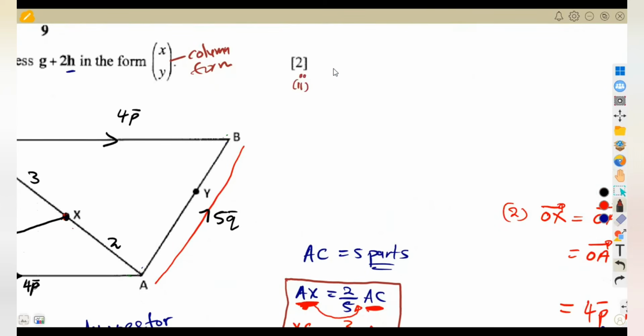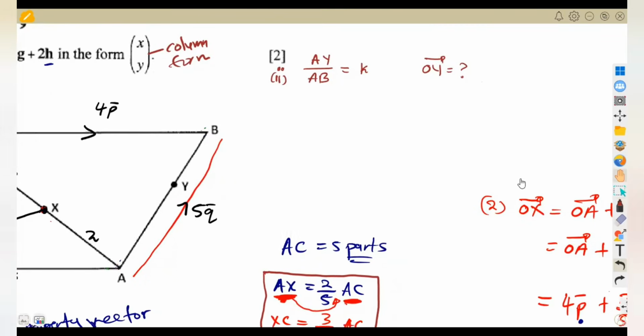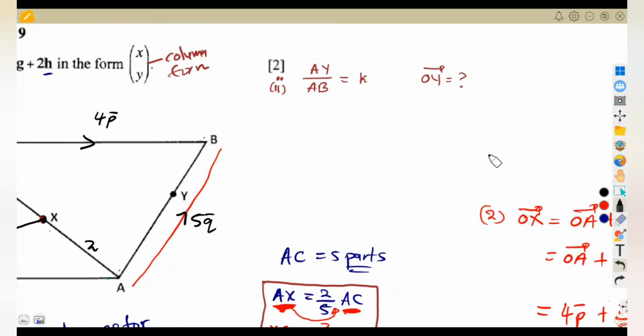The first thing that we're given was a ratio, AY over AB is equal to K, and you are told that K is a constant. The question is asking us to find the vector OY from this ratio. A ratio can be written as a fraction, as we know. If you cross multiply here, 1 times AY, it means AY is going to be K times AB, which is KAB like this.